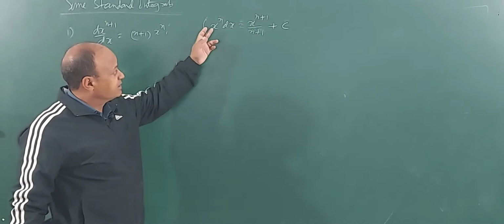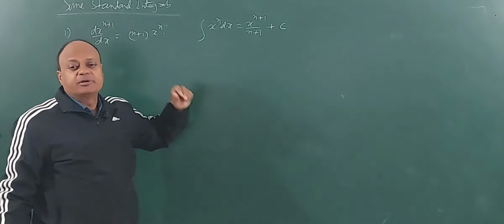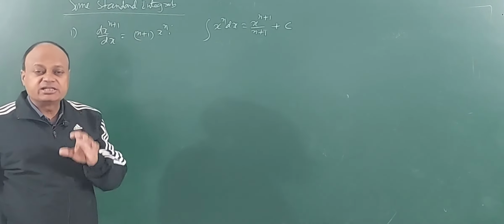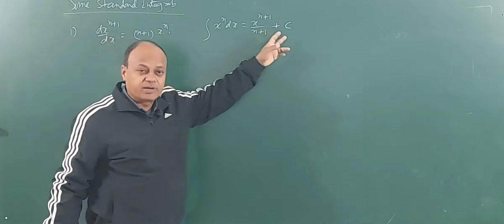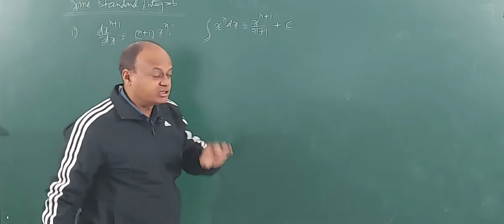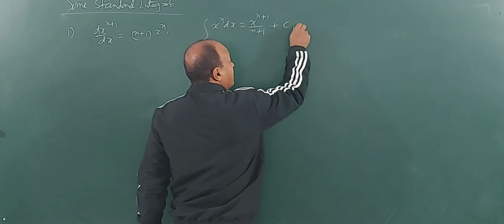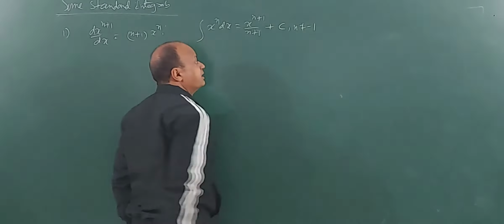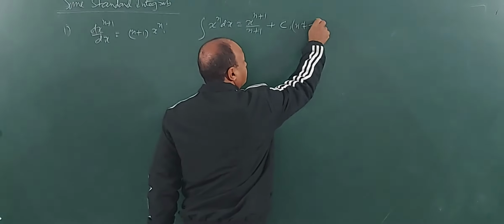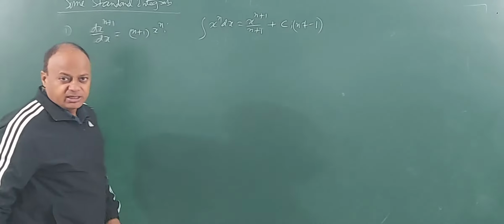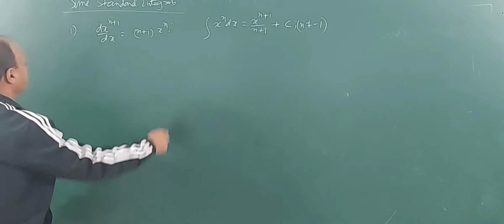Whenever I have to leave my answer in terms of x, it becomes an indefinite integral, and when it's an indefinite integral, don't forget to write c. C is important. And remember children, in this formula, n will not be equal to minus 1. Keep in mind. Okay. Now let's see the second important antiderivative.